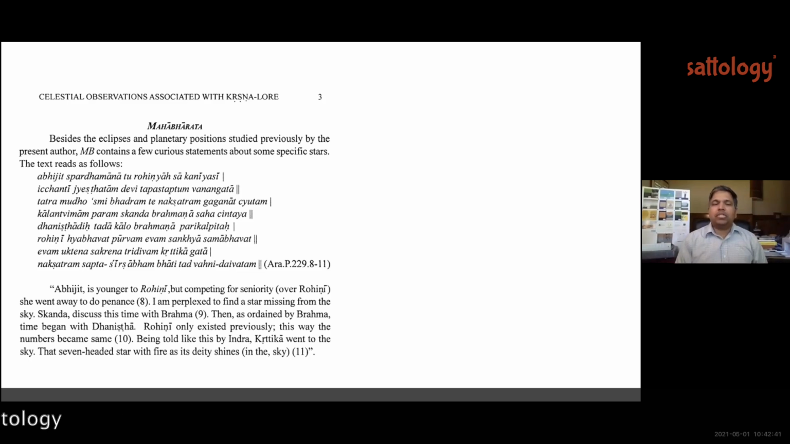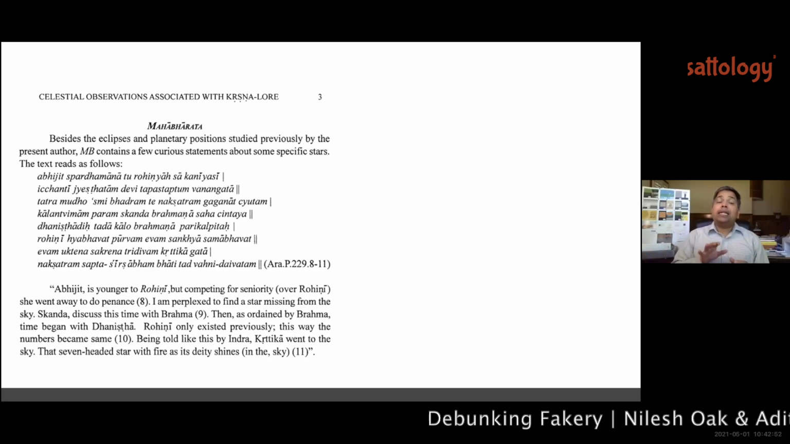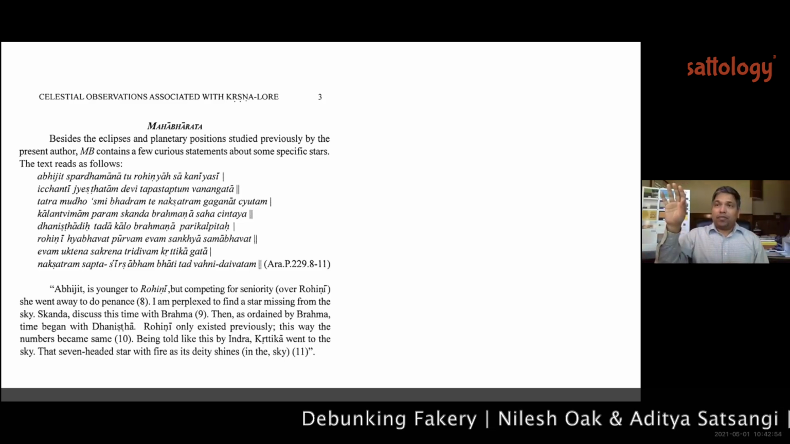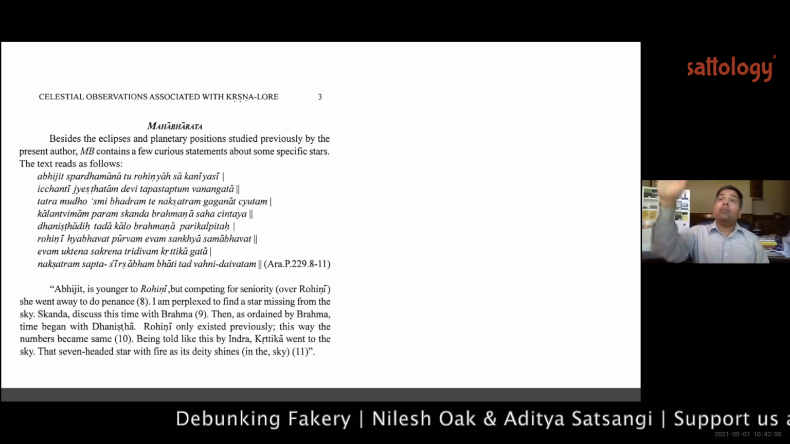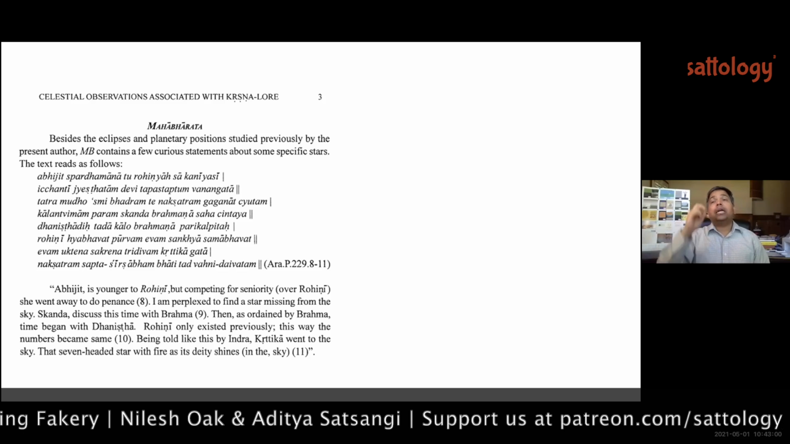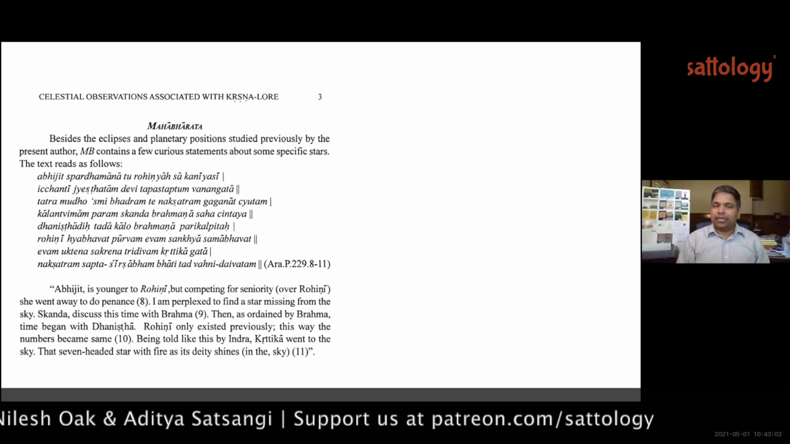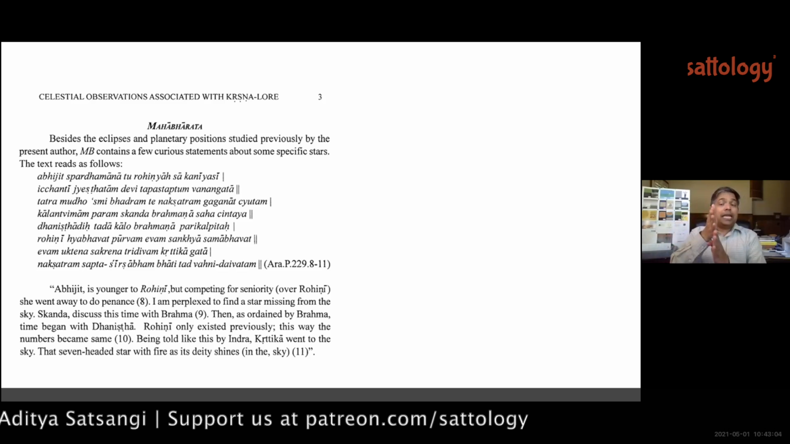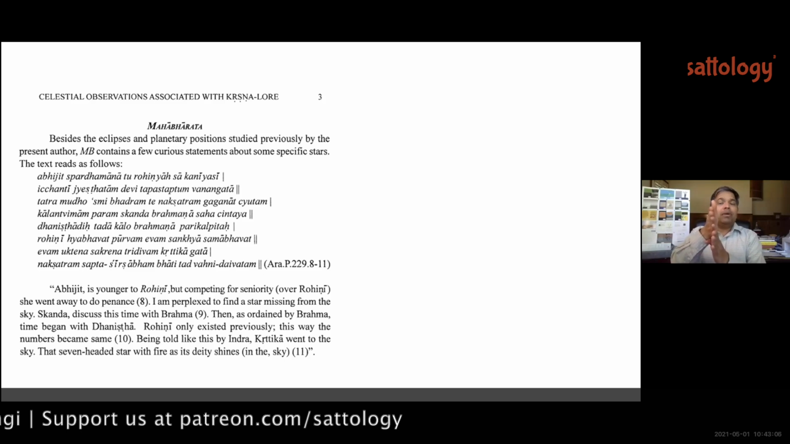The last verse says, when Indra said this to Skanda, it's again, remember, an astronomy metaphor. Then the things happened. Brahma did this, Skanda talked to Brahma, etc. And then Kritika, another set of nakshatra out of 27, went up in the sky. Evam uktena shakrena tridivam kritikagata. Tridivam here is translated as sky. It can be translated as going exactly tridivam, like going straight east.